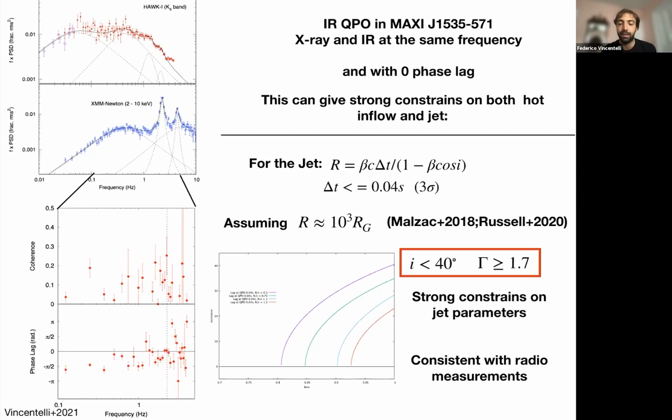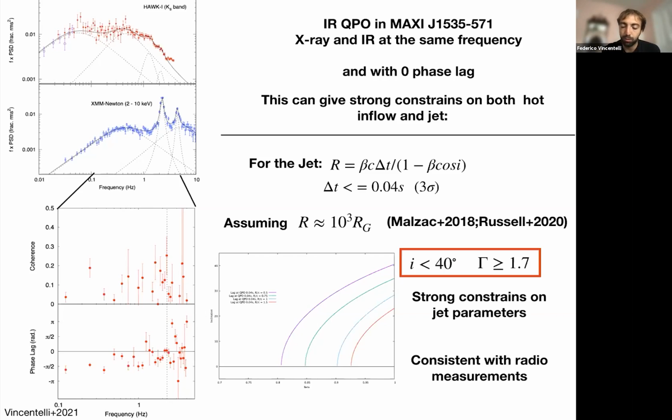The interesting thing is that there is actually a discrepancy between the two models, and I think this might suggest that there is a misalignment between disk and jet, but we can discuss it further.